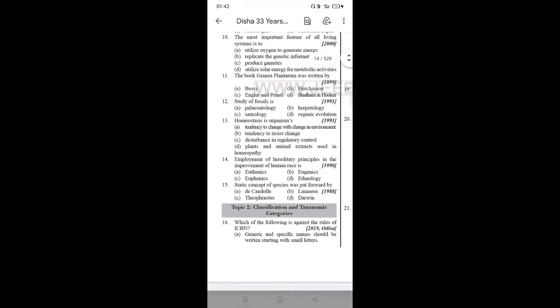Homeostasis is organisms, the answer is tendency to resist change. Employment of heredity principle in the improvement of human race is, the answer is eugenics. Okay, next, a static concept of species was put forward by, answer is Linnaeus. Next we are moving to the next topic, that is classification and taxonomic categories.